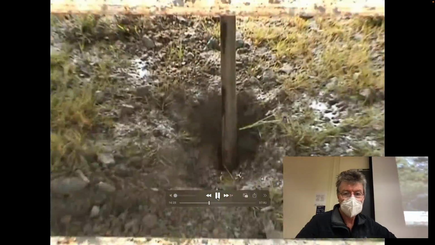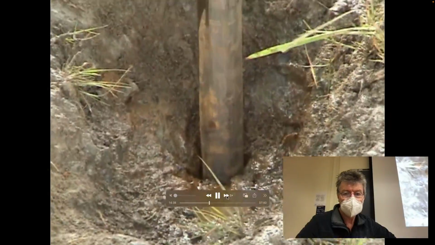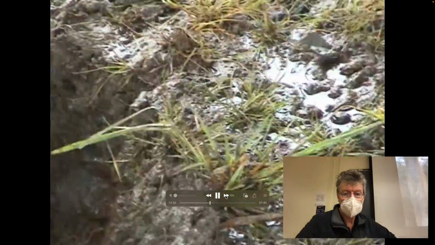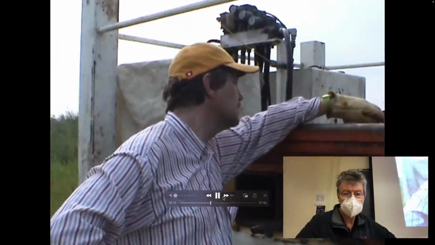See some pictures of it. Lots of people standing around, lots of people chatting. Yeah, being pushed into the ground.